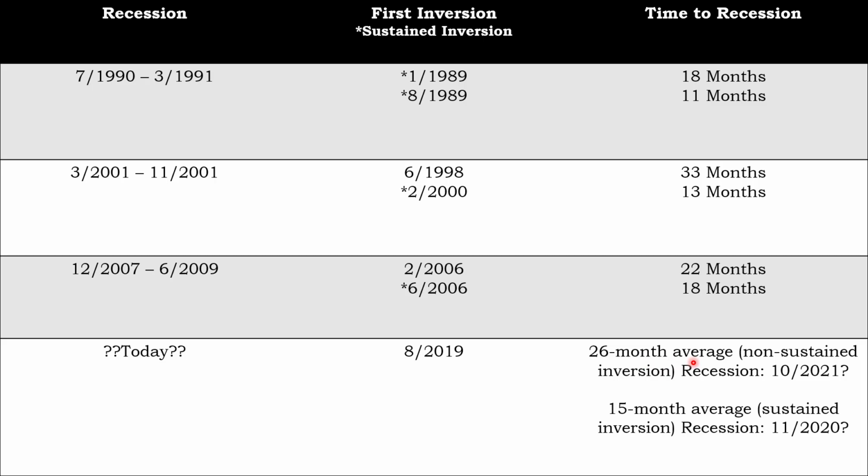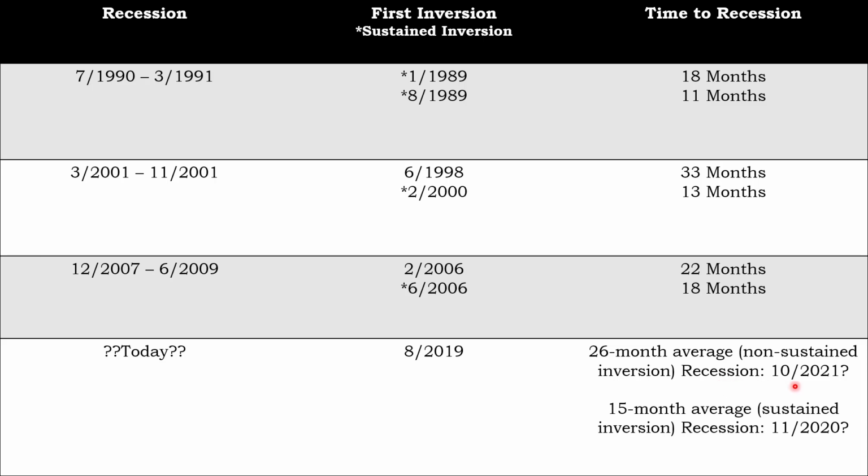Now, if you're President Donald Trump, that's good news for you, because you probably don't want to be running your re-election campaign in the midst of a recession. So if President Donald Trump can dodge that and carry out until October of 2021, he may be okay.